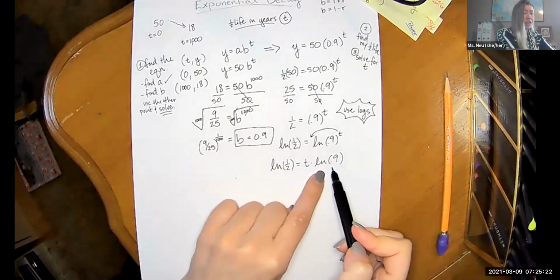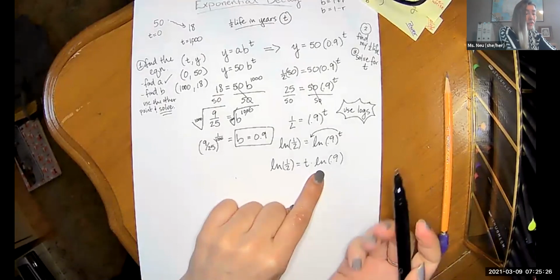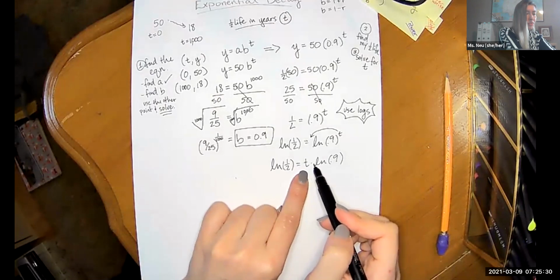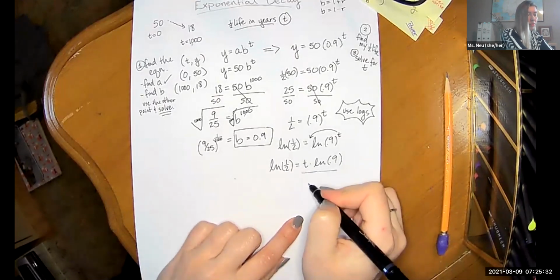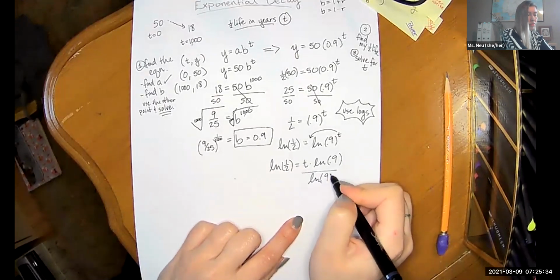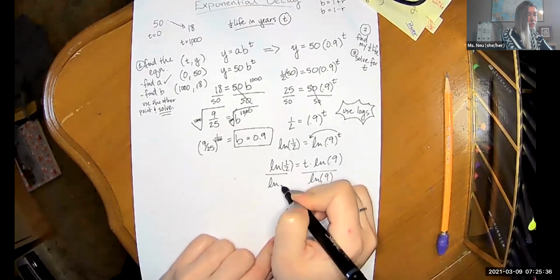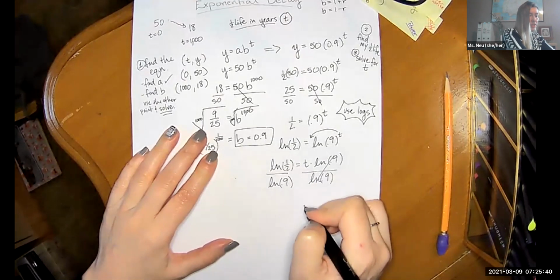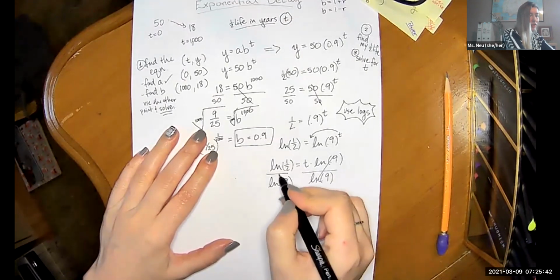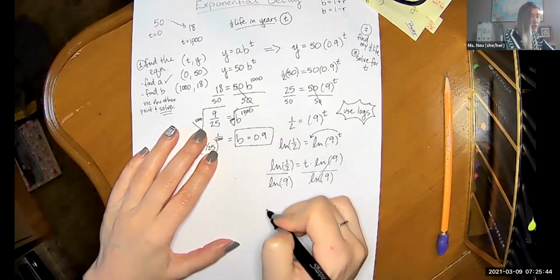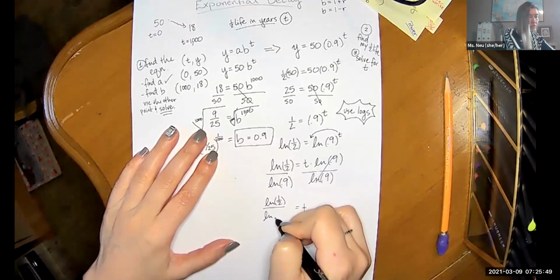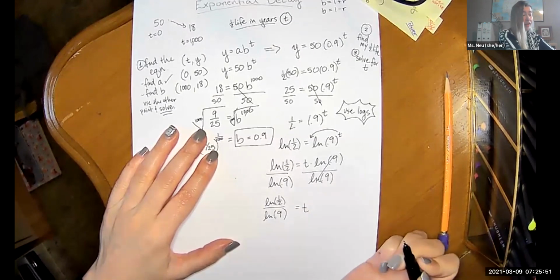And now the natural log of 0.9 is just some number. I have no idea what number it is, but it's just some number. So to undo t multiplied by a number, I'm just going to divide by that number. And now t is going to equal whatever the natural log of 1/2 divided by the natural log of 0.9 is. I have no idea what that is.